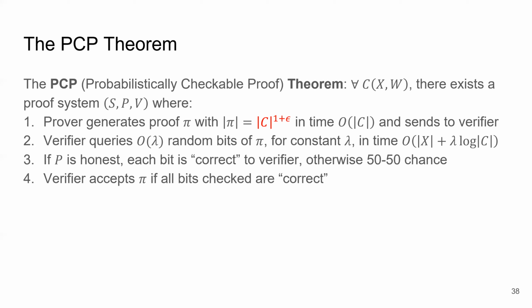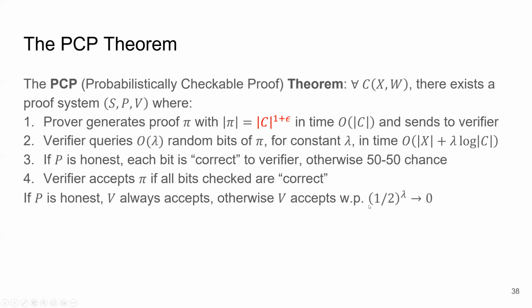It's saying that no matter what you're trying to build with your circuit, no matter what you're trying to check with your SNARK, you could always come up with a prover that creates a proof with these properties, and where the verifier just has to spot check some number of them. And then if the prover has been honest, each of these spot checks will be correct. This gives us one result, which is that if the prover has been honest, the verifier should always accept, because if the prover is honest, then every spot check will return correct.